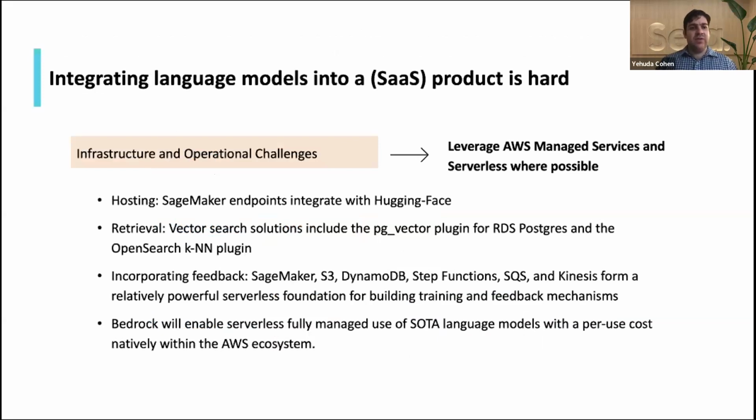Finally, how do we deal with the infrastructure and operational challenges of hosting these models? To that, I would say, if you're building a SaaS application, the last thing that you want to be doing is hosting EC2 instances, worrying about scaling those, and understanding what infrastructure and operational patterns you need here. And so the best guidance I can give you is to leverage AWS managed services and serverless technologies wherever possible. We have lots of different building blocks.